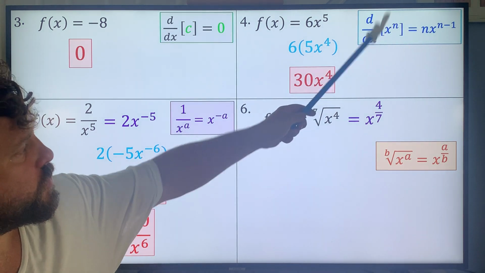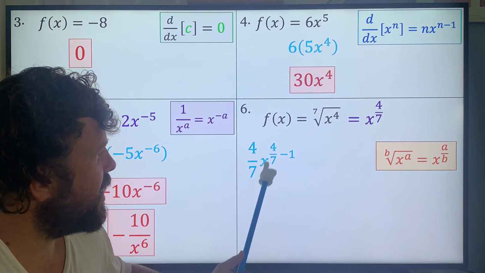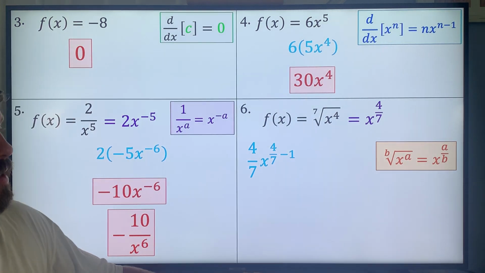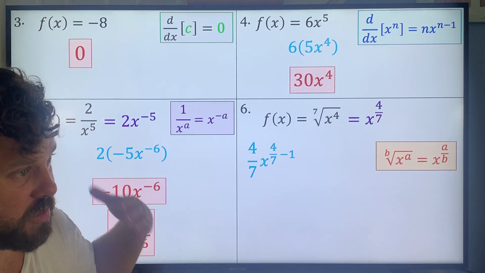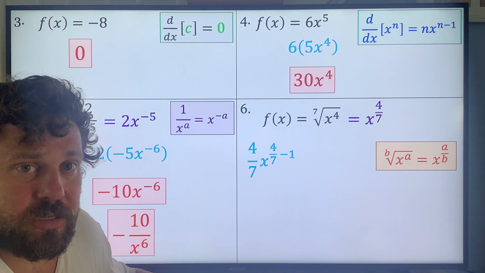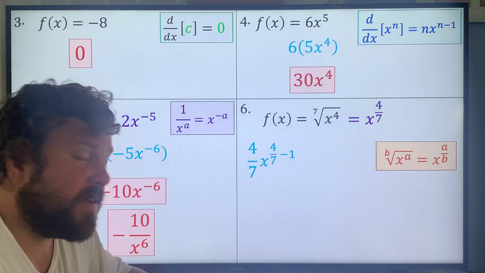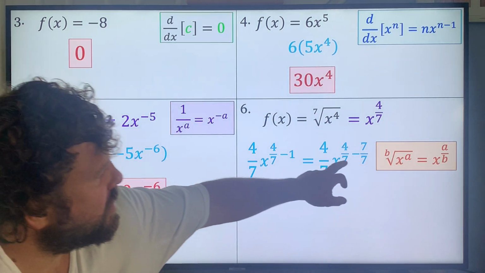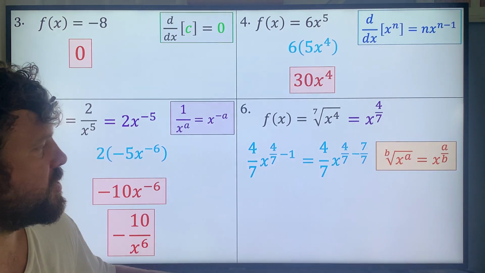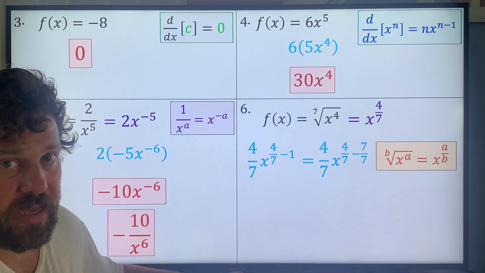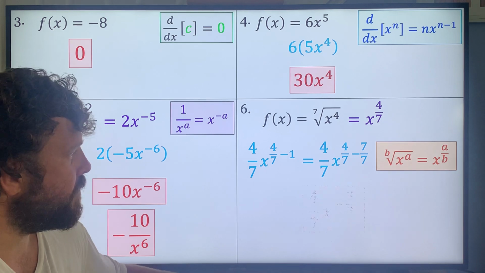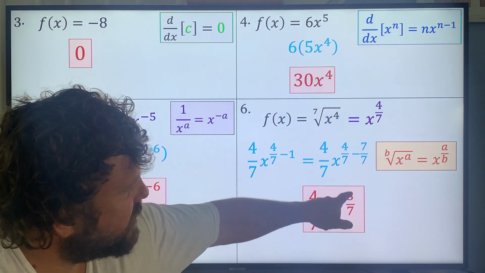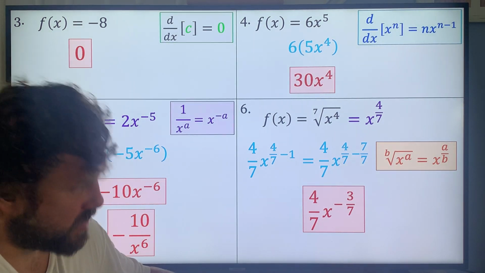And now you're going to use your rule again. 4/7 x to the 4/7 minus 1. Now 4 over 7 minus 1, in case you forgot your fractions, not that difficult, but I'll just give you a little hint. It'd be 4/7 minus 7 over 7, okay? Because you want the common denominator when you subtract fractions. 4 minus 7 is negative 3. So it'd be 4/7 x to the negative 3/7.